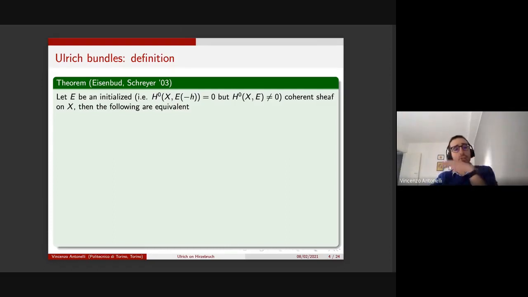So just take an initialized coherent sheaf on a smooth variety X. And by initialized, I just mean that the vector bundle has global sections, but when you twist it back by -h, you don't have any sections. Then the following are equivalent. The first one is that the coherent sheaf is Ulrich.